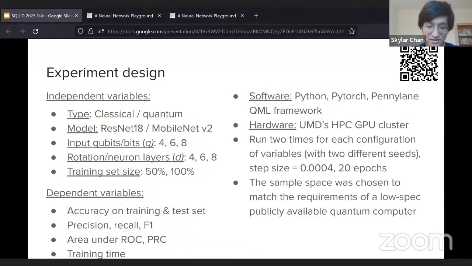All of the code was written in Python using PyTorch and PennyLane for the machine learning layers, and everything was run on the University of Maryland's high-performance computing graphics cluster. Each model was sampled twice with 2 different seeds, and we have lots of dependent variables which measure basically the quality of the model under different conditions.